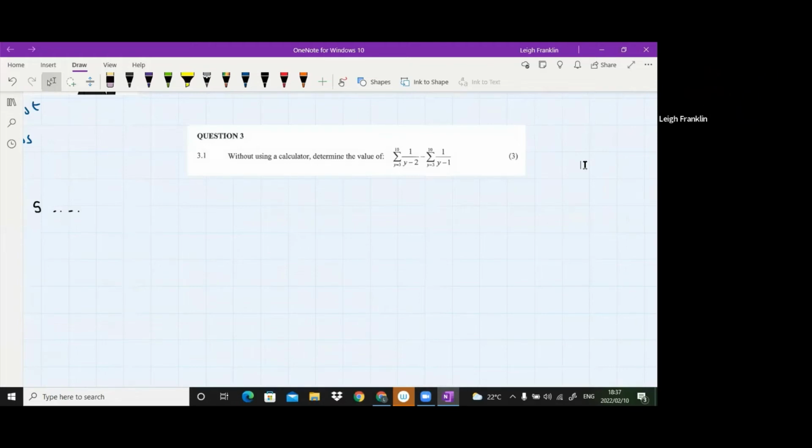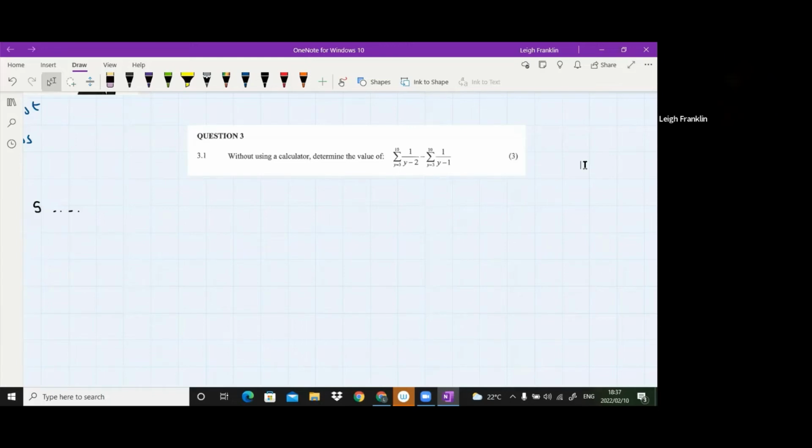And look at what the question says. It tells us we're not allowed to use a calculator. No calculator. And we have to work out the value of, and then look at that thing over there. It's one sigma notation minus another one.